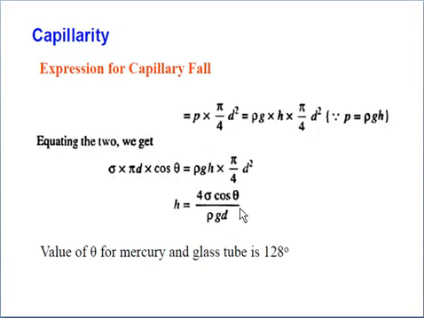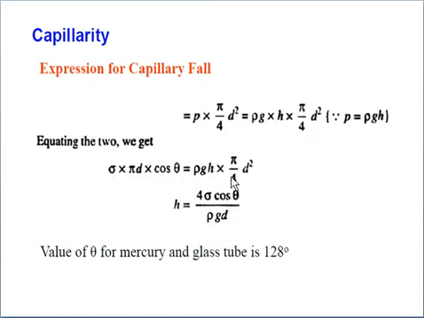In the last case, in the case of capillary rise, we used water. In that case, the term cos theta is unity, that is, cos 0 is equal to 1. That's why the final equation becomes 4 sigma upon rho g d. But here we are dealing with the capillary fall. That's why the final equation becomes h is equal to 4 sigma cos theta upon rho g d.